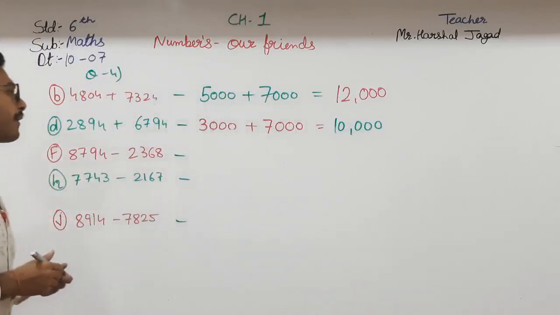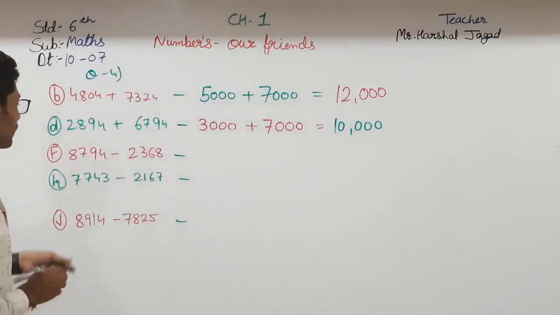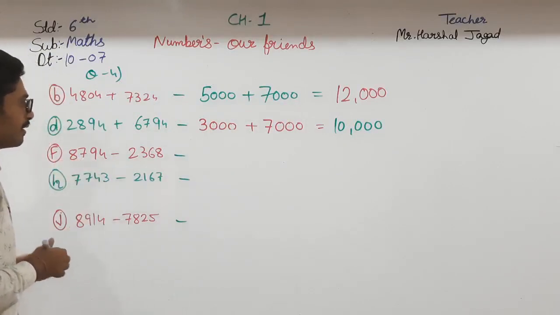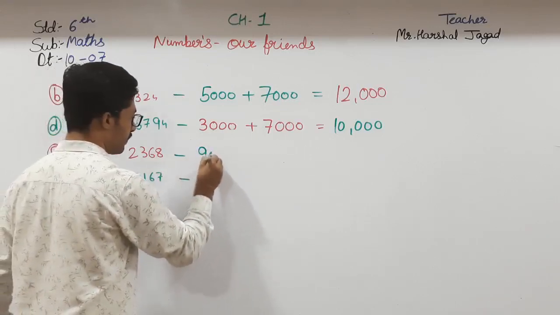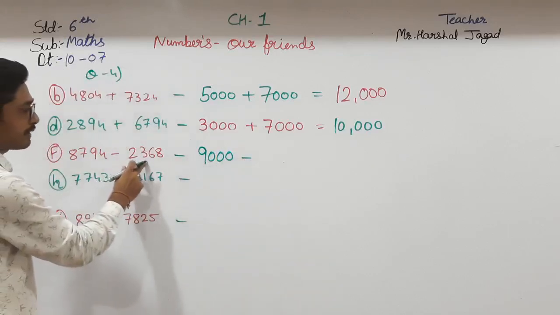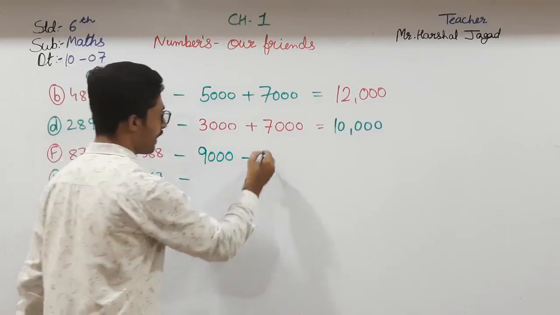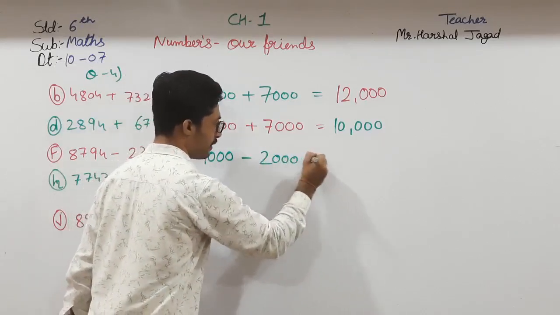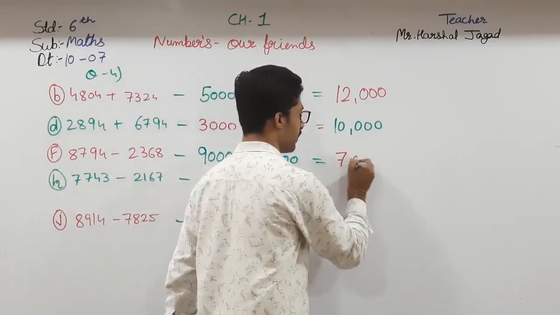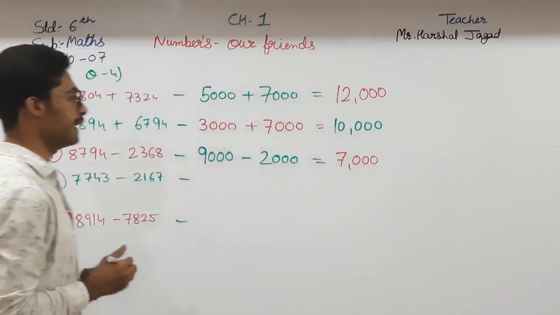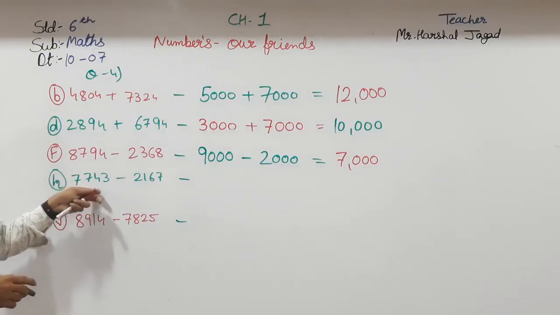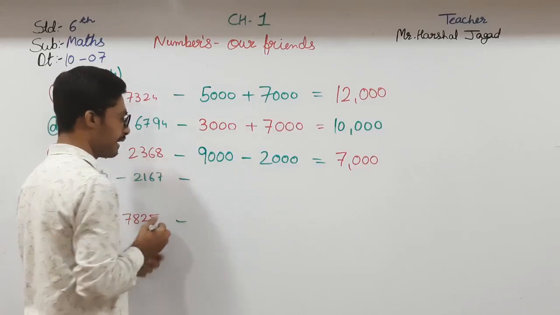Okay, 10,000. Moving forward, next one, here it is 8,794. So we can estimate that as 9,000. And subtracting that from 2,368, I can write 2,000. So your answer will be 9 minus 2, that is 7,000. Now moving towards next, here it is 7,743. I can write here 8,000.